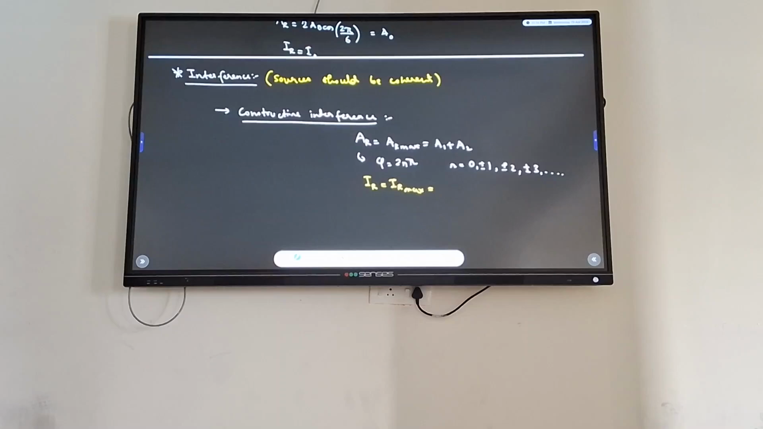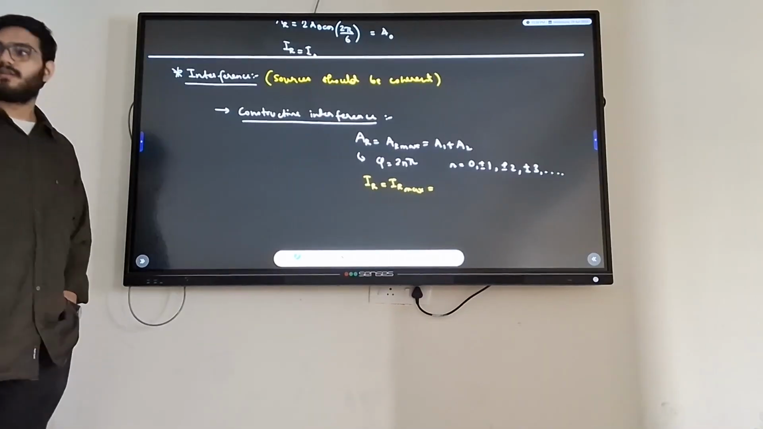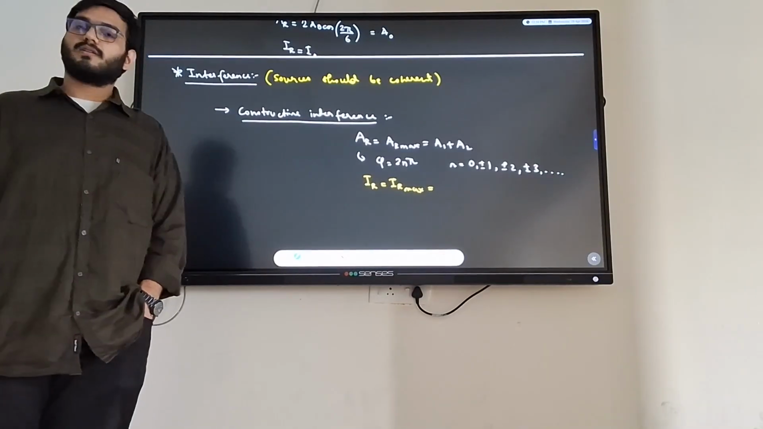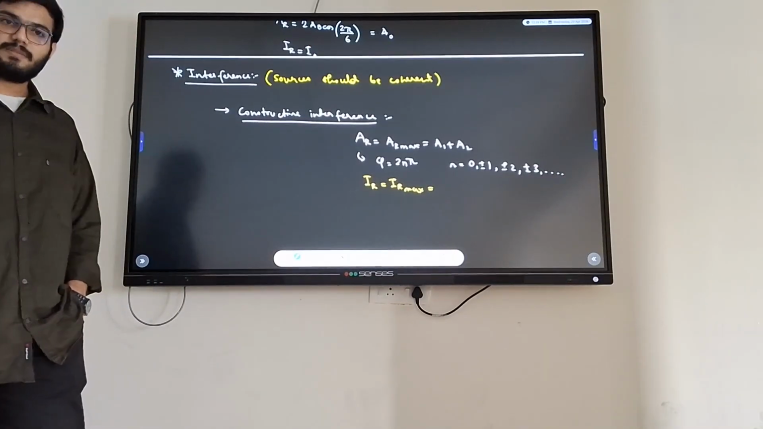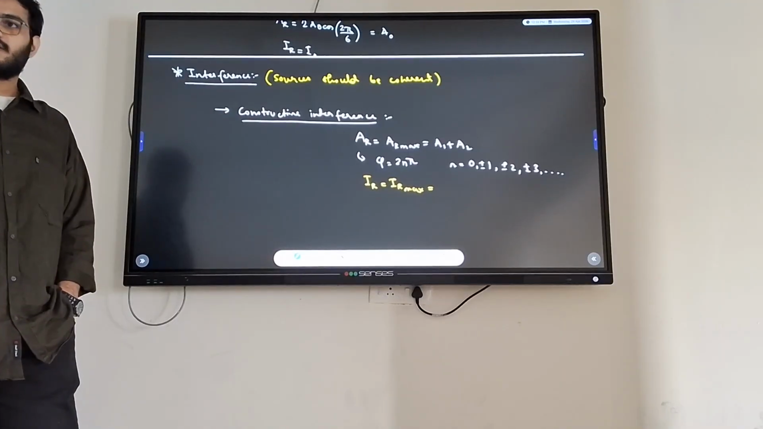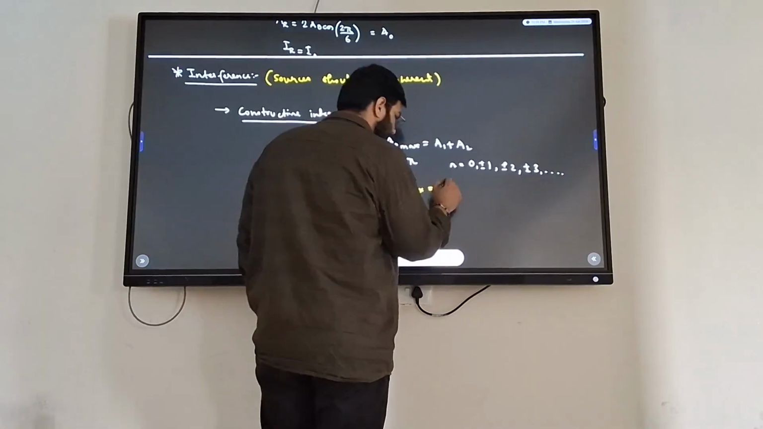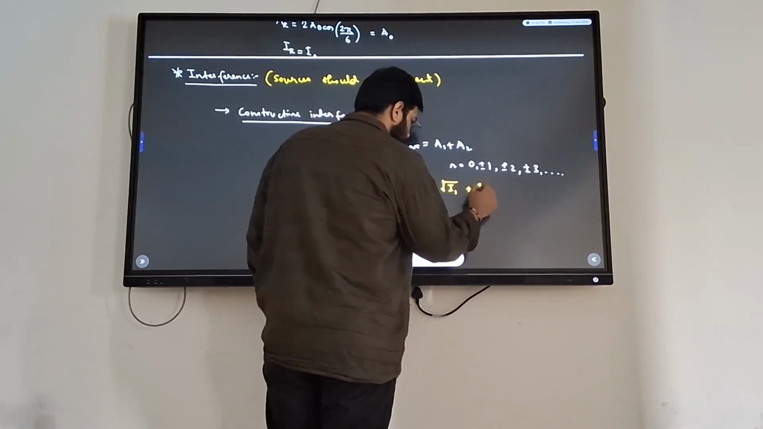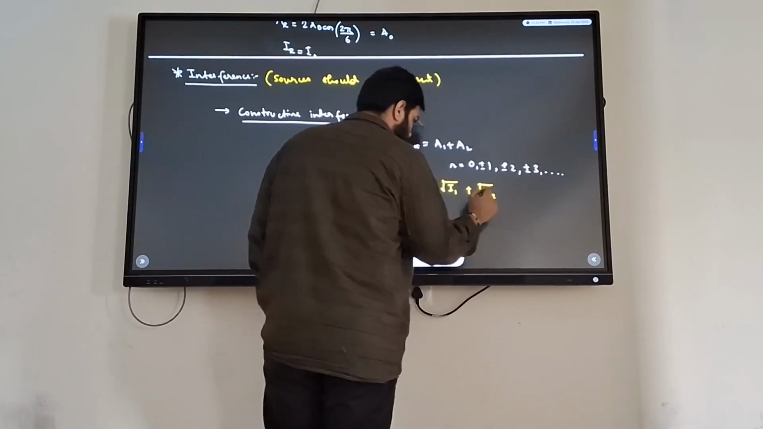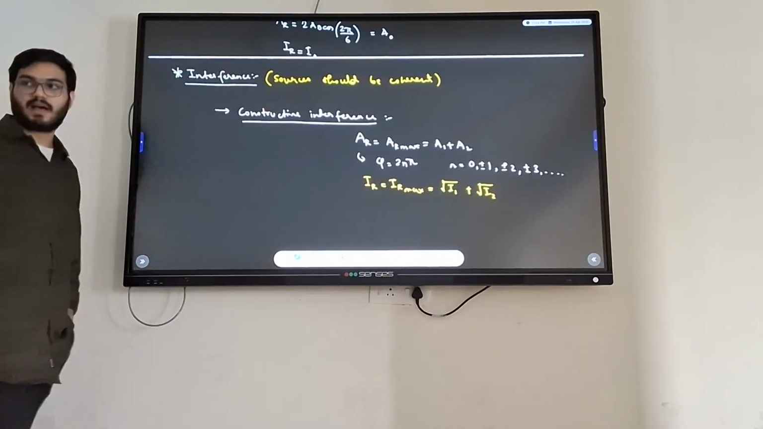I did not find the IR max, but can you go back to the relation and tell me what it should be? Root over A1 plus A2? No, A1 square plus A2 square. Root I1 plus root I2. Root I1 plus root I2 is correct. Should be something like this. This should be the IR max.